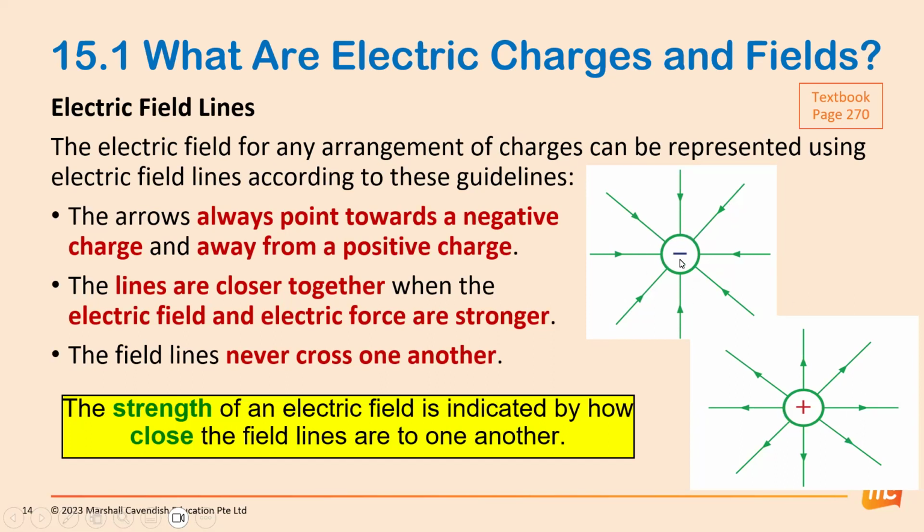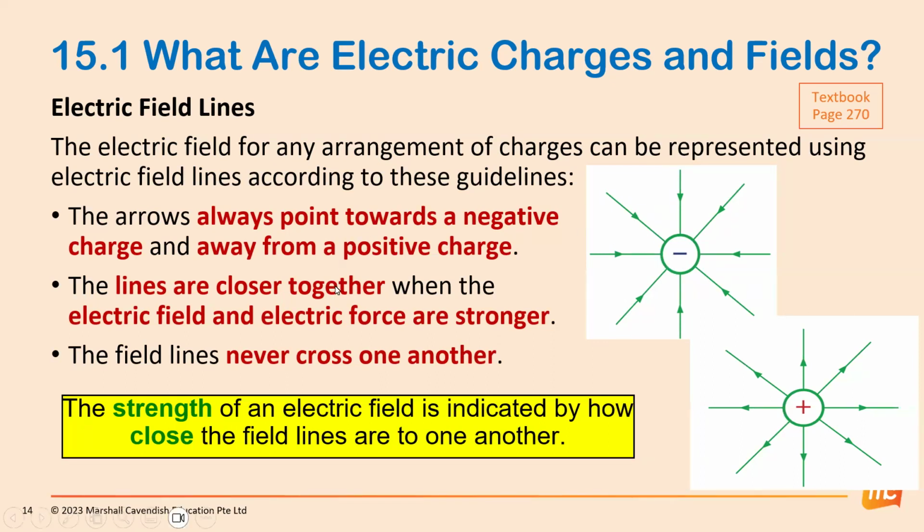So if I have a single charge, it's always in a radial direction, like the sun rays. If I'm a negative charge, all point towards me. If I'm a positive charge, all point away from me, because if I'm a positive charge, I will want to repel away from a positive area.